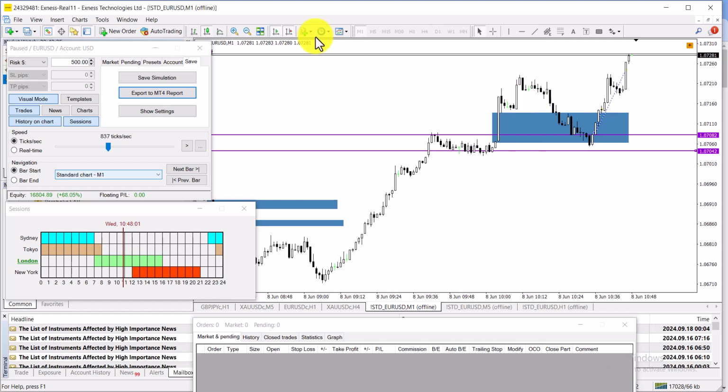As you know, a fair value gap depends on three candles: the first candle, the second candle, and this is the third candle. So the low of the third candle would be your SL, and you can take the trade here.